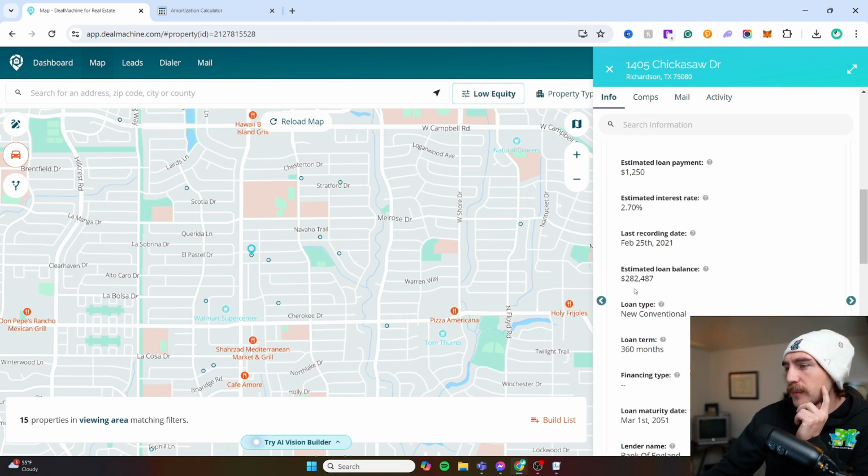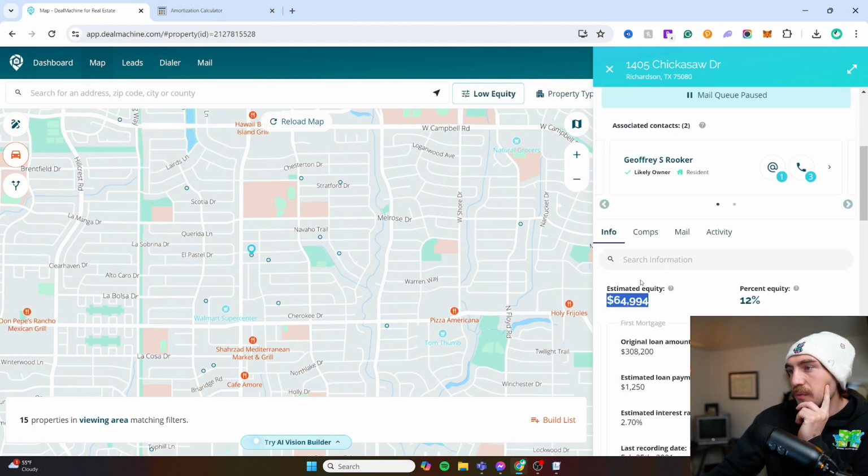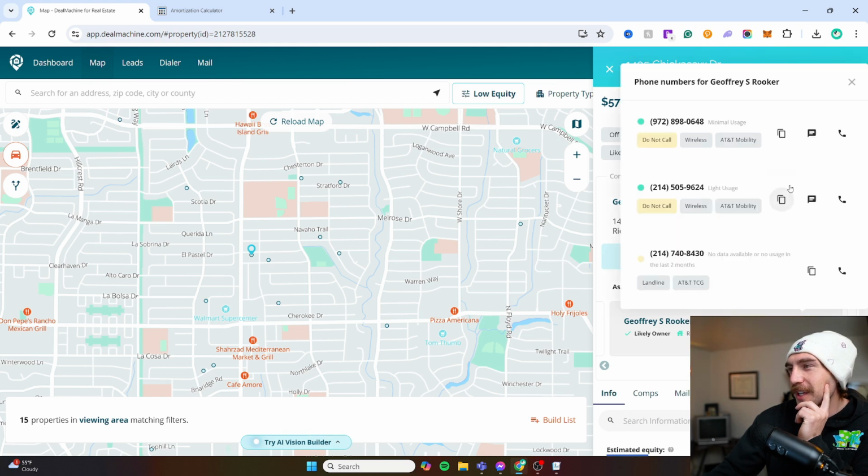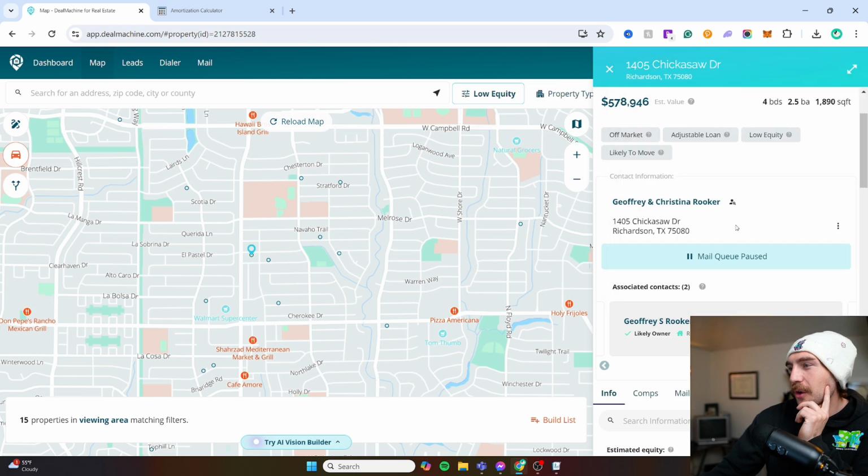We can pull up more information on this property, and we can see that the estimated loan balance now is $282,000. What's really cool is we could literally click the phone number here and then call the sellers. It's pre-skip trace. All the numbers are right here.